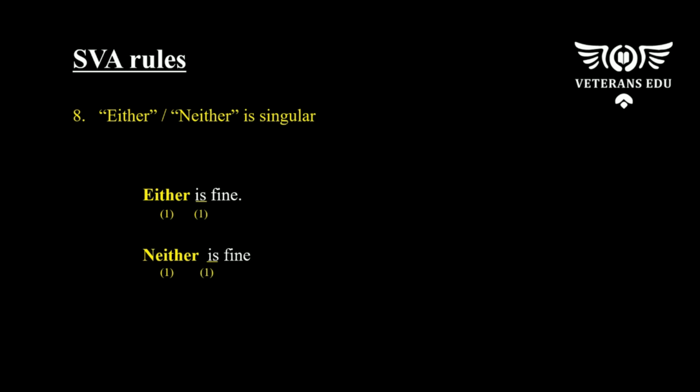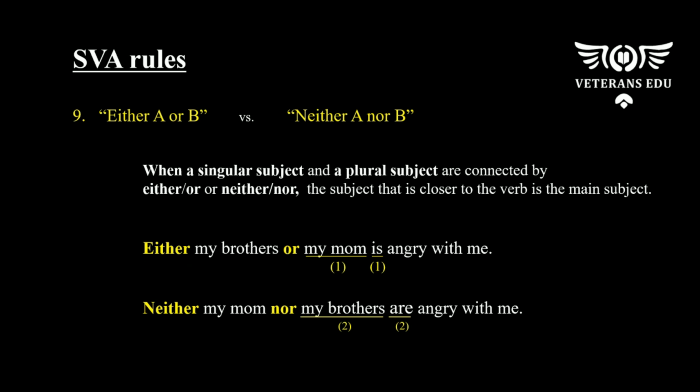Rule number 8. The words either and neither are singular. When I'm writing either is fine or neither is fine, they're both treated as singular. However, rule number 9, when you're using either or neither in a combination, such as either A or B or neither A nor B, the subject is the one that is close to the verb.